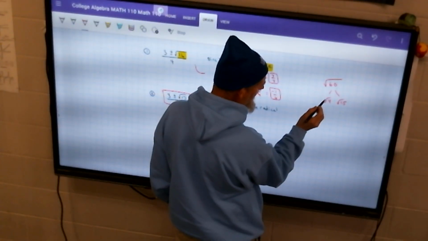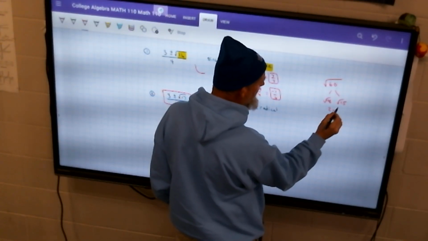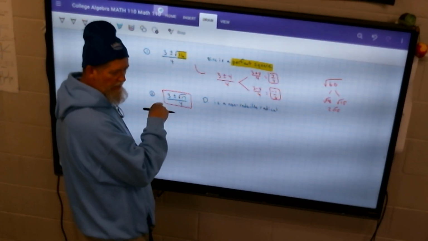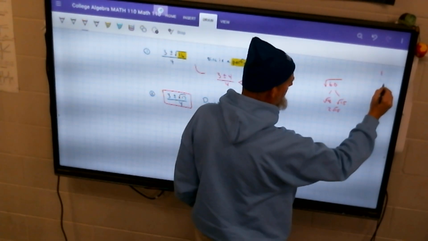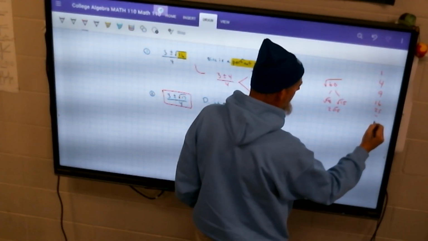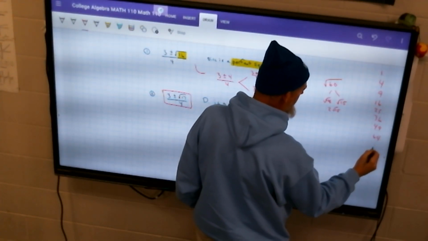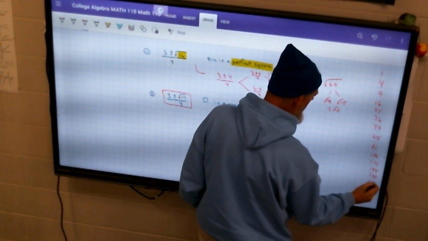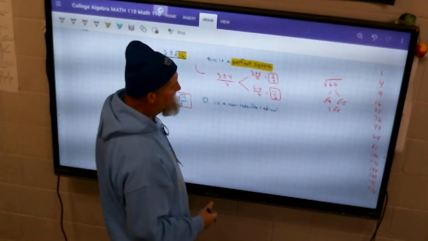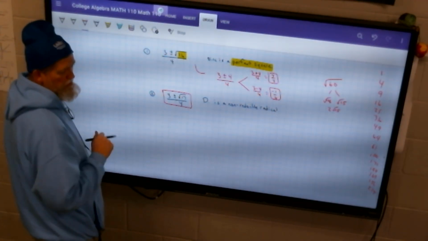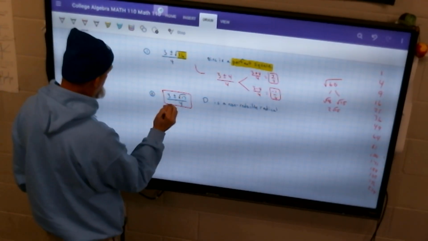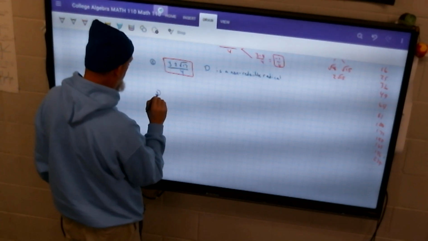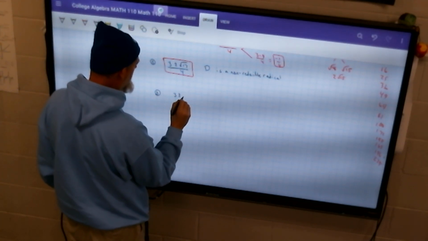Because what's the square root of 4? 2. Oh, it's a perfect square that goes into it. Non-reducible is when a perfect square does not go into that number. And remember the perfect squares: 1, 4, 9, 16, 25, 36, all those. If none of those go into the number perfectly, then it's non-reducible. And when that happens, you're just done. There's your answer.